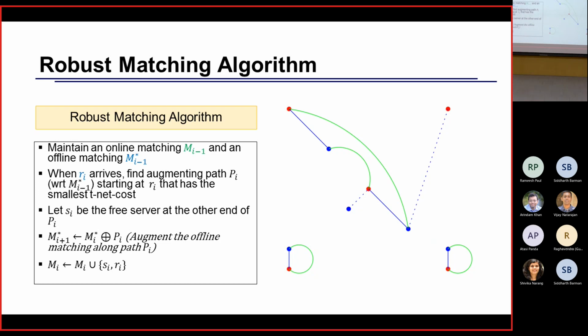And what is the path? This is a path that won't happen. I think that's kind of one of the properties of augmenting paths. So, the classical matching theorem says that as long as you don't have a perfect matching, you can keep computing augmenting paths. In other words, paths that start at the red point and end at a blue point. Now, of course, there are many augmenting paths possible. So our goal is to find the one that minimizes the T-net cost.